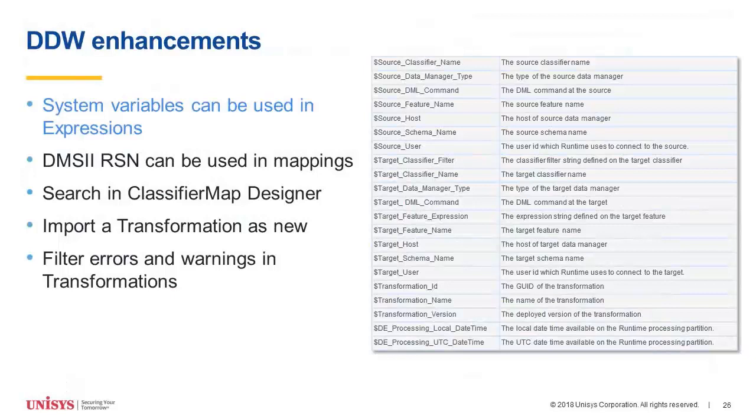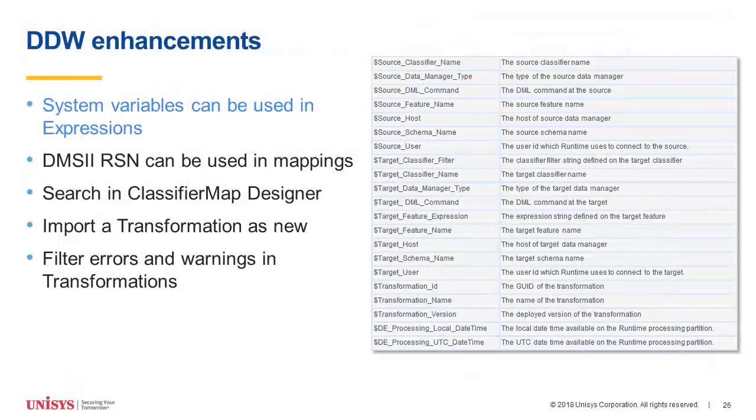I mentioned previously some DDW enhancements. The first one I'm going to talk about here are system variables. So you can see here there's quite an extensive list, and more will come, and I'm sure many customers will ask for even more as releases go.